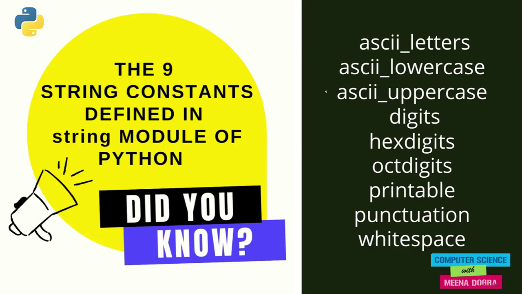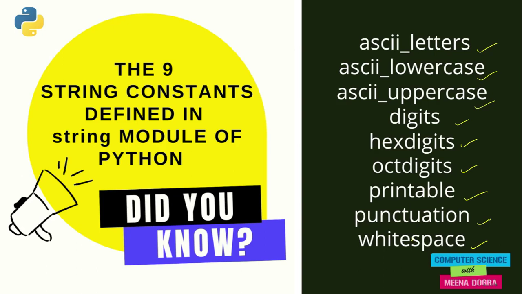In this video, I will be telling all of you the 9 string constants defined in the string module of Python. Their names are visible on the right hand side of your screens. They are ascii_letters, ascii_lowercase, ascii_uppercase, digits, hexdigits, octdigits, printable, punctuation and whitespace. These are in alphabetic order, the way the string module provides them.